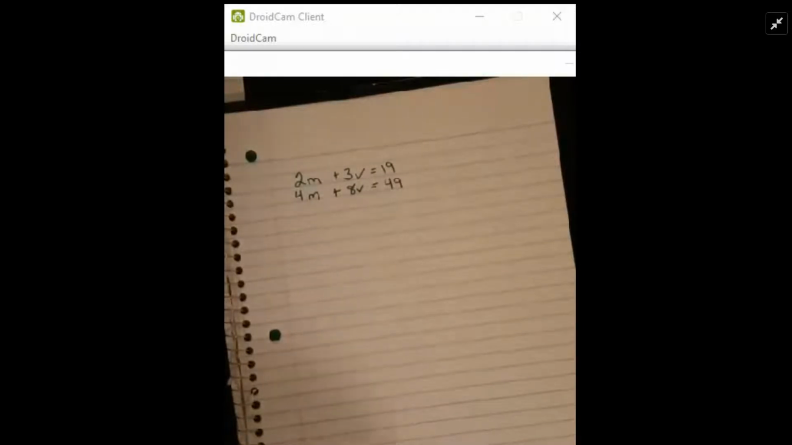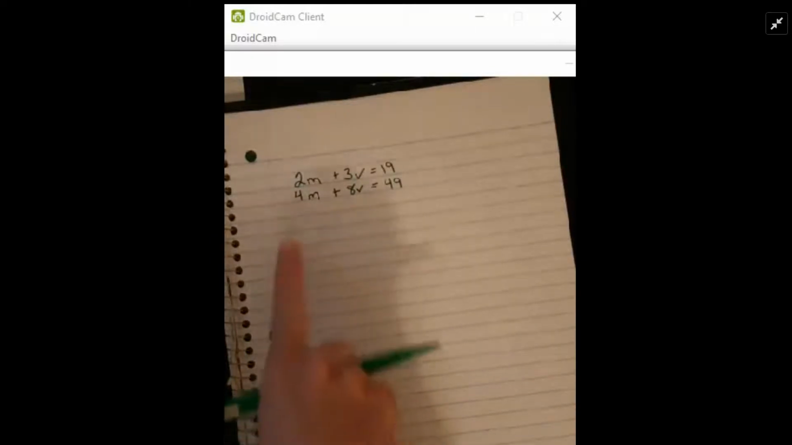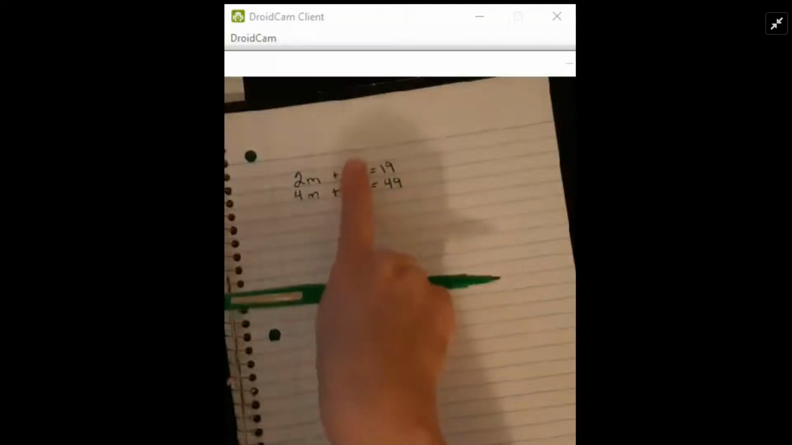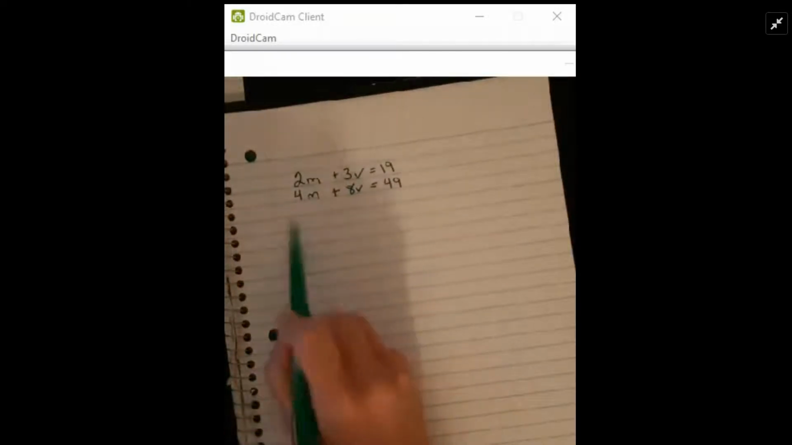Now here you can solve this simultaneous equation using elimination or substitution. I'm going to go with elimination. So the reason I'm going to go with elimination is because you can either make the m's opposite and eliminate the m's and then solve for the v, or you can make the v's opposite and then eliminate the v's and solve for the m's. So I am going to make the m's opposite so that they cancel each other out and I'm only left with v's. So the way I'm going to do that is the opposite of 4m is negative 4m.